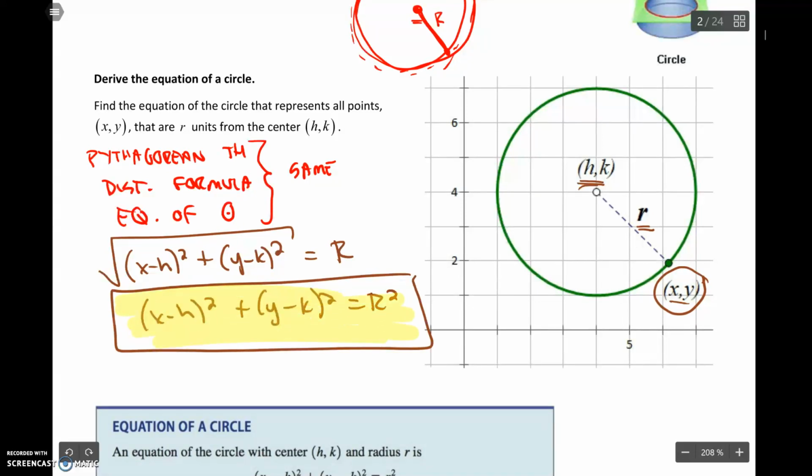And I used the distance formula, but it's also the Pythagorean theorem. If I would have made a triangle and found this distance, that distance would be the difference in your y values, so like the absolute value of y minus k, and this distance would be the difference in my x values, x minus h, and use the Pythagorean theorem. This squared plus this squared equals this squared. That is the equation of a circle.